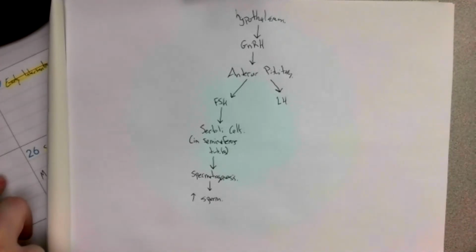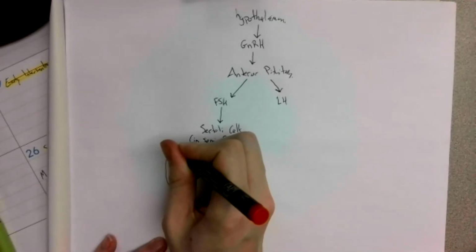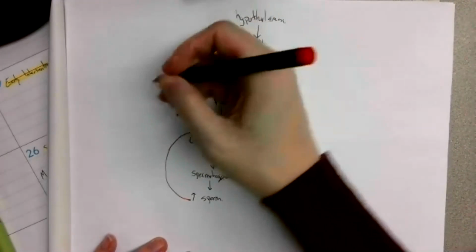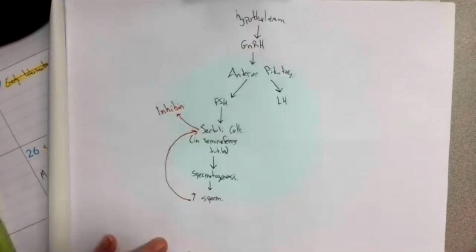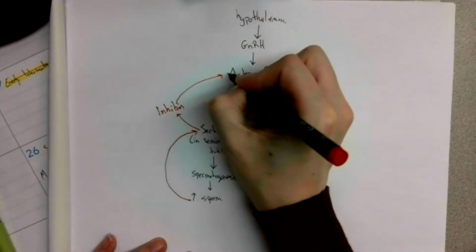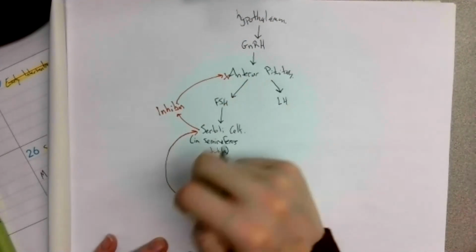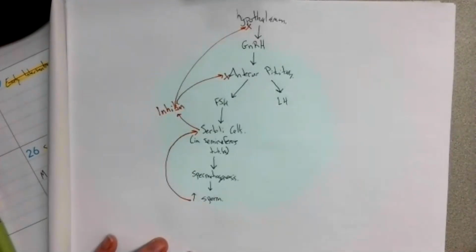Now, if those levels of sperm get high, that is going to stimulate the Sertoli cells to release the hormone called inhibin. That inhibin is then going to go and cut off the production of FSH and also cut off the production of gonadotropin-releasing hormone.